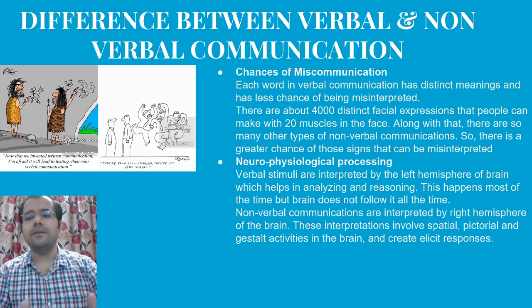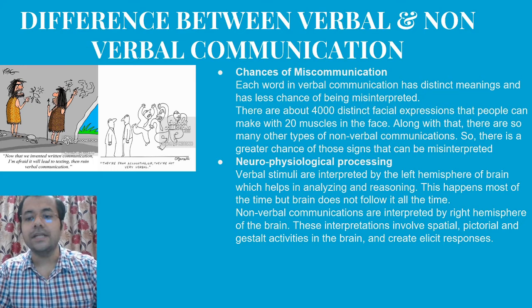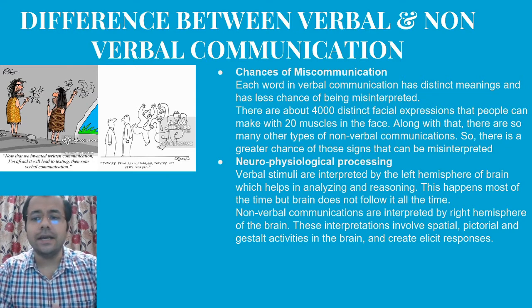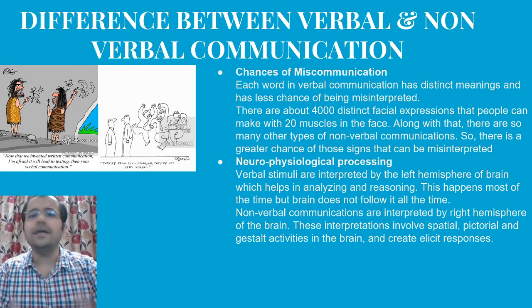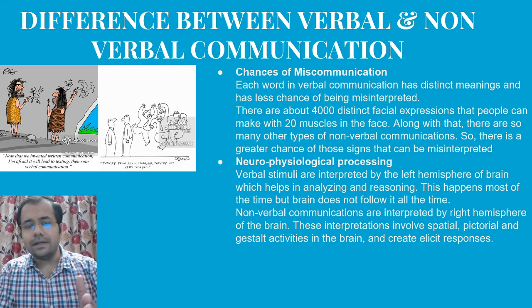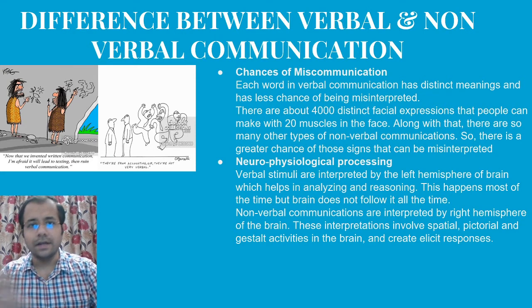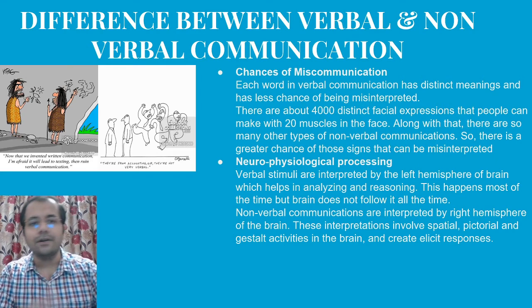Non-verbal communication is interpreted by the right hemisphere of the brain. These interpretations involve spatial, pictorial, and gestural activities of the brain that create emotional responses. Now, these are somewhat hypothetical. You can say these are on the right side of your brain, which records the image. Say, for example, the moment you look at this particular slide, the left side of your brain recalls the content written on the slide, but the right side looks at the picture, what the picture is all about, and tries to reconnect with it, and then both things merge together.